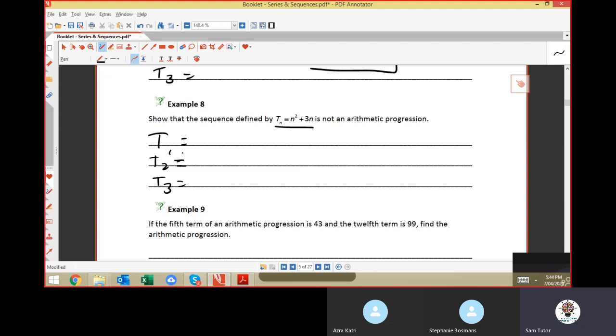What's the answer for T1? 1 plus 3, 4. 2 squared. 4 plus 6, 10. 3 squared, 9. 9 plus 9, 18.